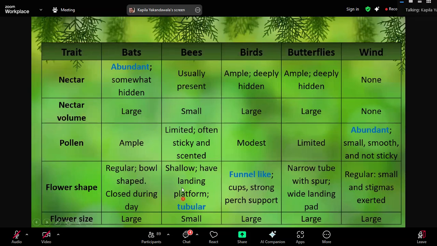But usually bee-pollinated flowers have a landing place so that they can land. But for birds, landing is not necessary. You see, sunbirds don't need any landing. They have very strong wings, so they can manage. Then flower size: bat-pollinated flowers, then birds, butterflies, and wind-pollinated flowers are usually large. But usually very small flowers are pollinated by bees. Not only ordinary bees, even wild bees, right? So those are the syndromes.